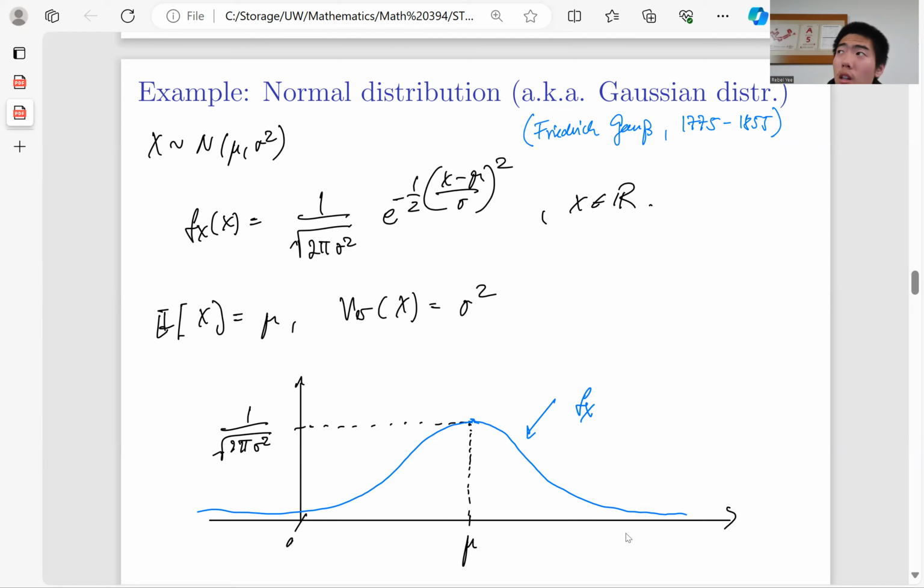But variance is not really representative in the graph until we know something like the proportion, here 95%. If we know that the region in between is 95%, then here is 2 times the standard deviation, and here is negative 2 times the standard deviation. But in other cases, we cannot get that information.